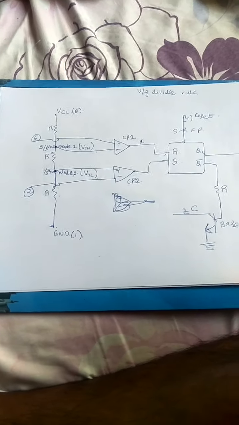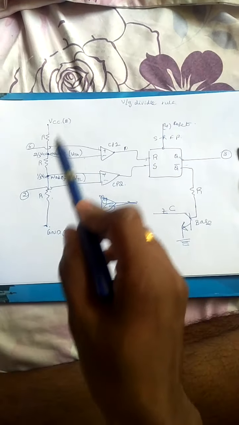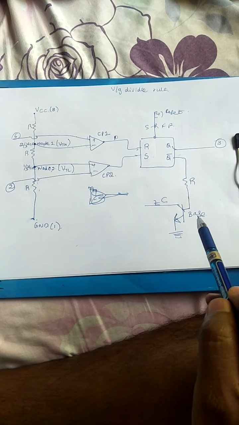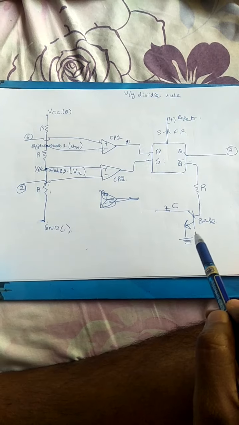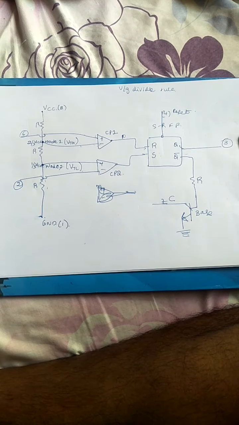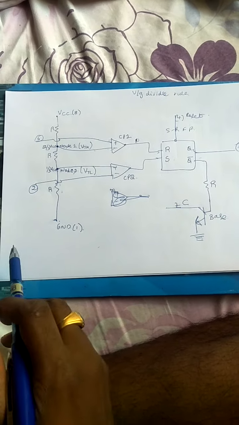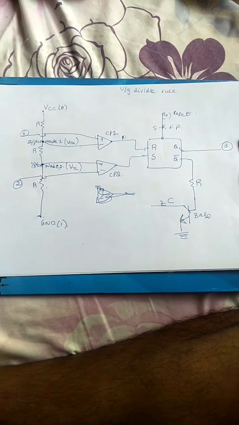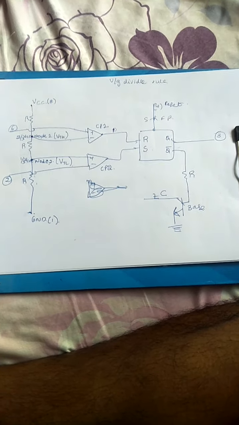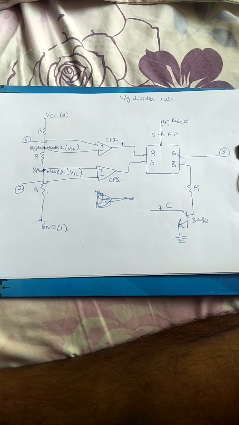So this diagram we call the internal block diagram of the 555 timer. In the next class, we will discuss how we are going to use this 555 timer in an astable multivibrator. I hope you understood.